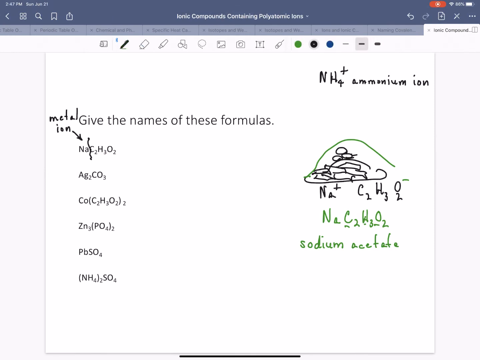Okay, so this is sodium and acetate ions, and there's one of each. Not that that matters here, but sodium acetate.